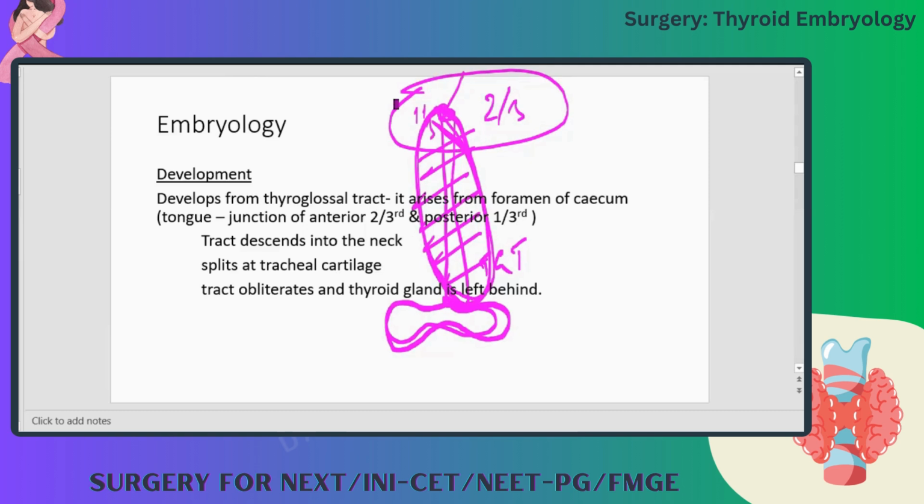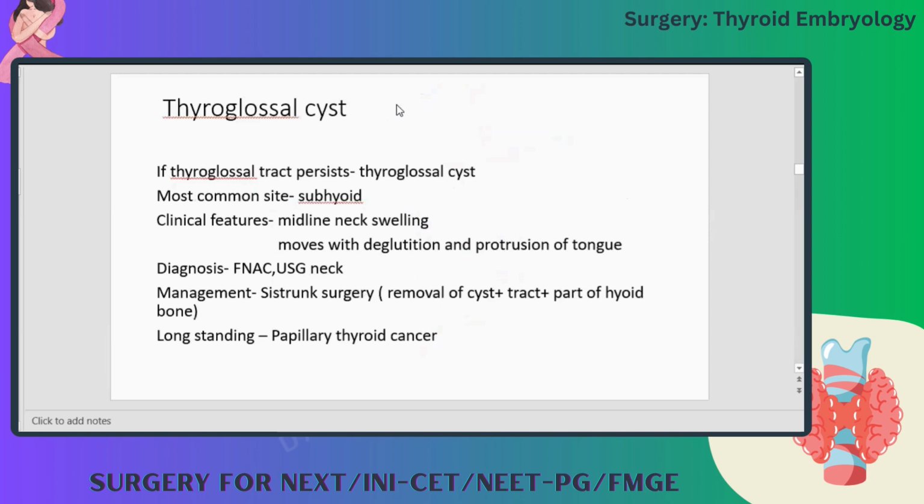Embryology is clear. Can somebody summarize? Tell me, what is the embryology of the thyroid gland? The tongue is divided into the anterior 2/3 and the posterior 1/3 part. In the middle of the anterior 2/3 and posterior 1/3, we have the foramen of cecum. From the foramen cecum, we have the thyroglossal tract, which is descending to the neck and splits, forming the thyroid gland.